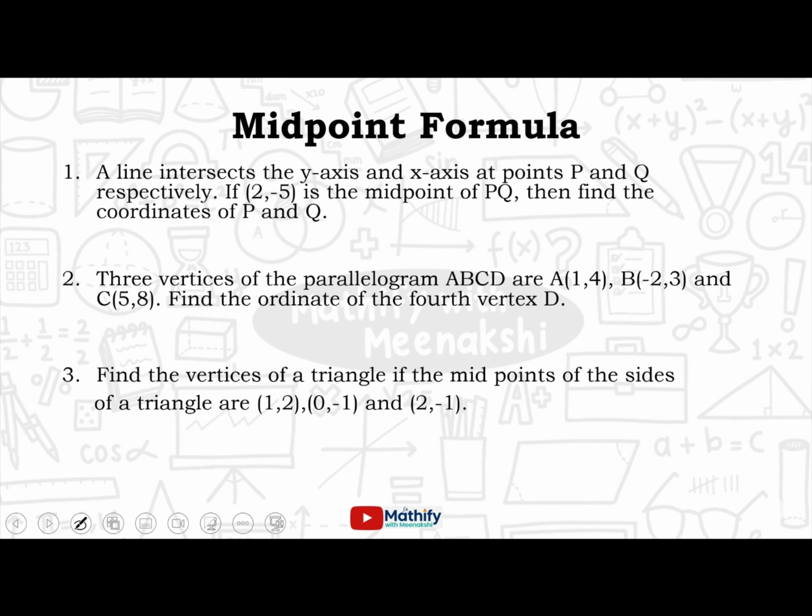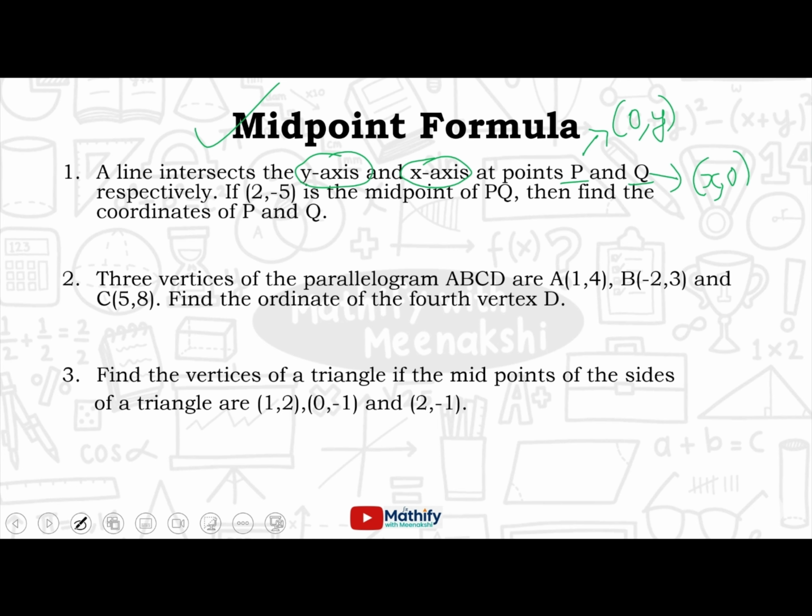Next, we learn how to locate the center between 2 points using the midpoint formula. You can say it's one of the easiest topics of this chapter. First, a line intersects the y-axis and x-axis at points P and Q. So what is the general form for P? It intersected the y-axis, that means (0, y). And for Q, it's intersected the x-axis, that means (x, 0).